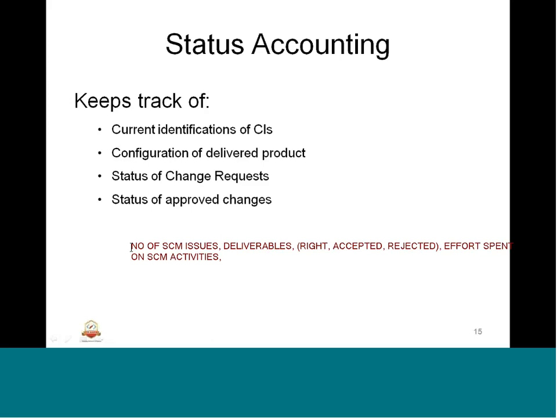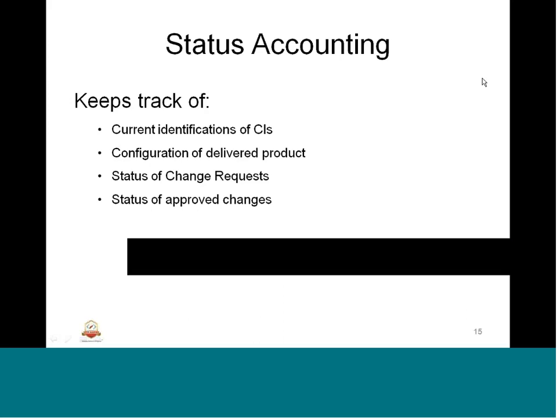And the effort spent by the team, not on development or testing, but on things like check in, check out, all the regular activities in terms of configuration control. And another important thing is change requests. Its numbers: accepted, rejected, on hold, open, closed. So all this sort of information will be part of the change request status report, which can be done by the status accounting mechanism. That's what we do with the status accounting.